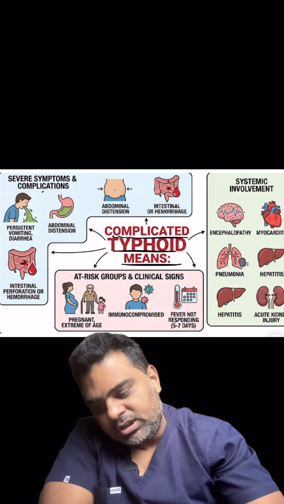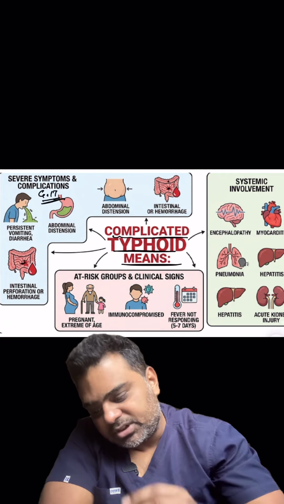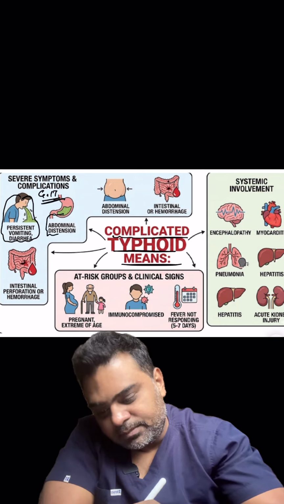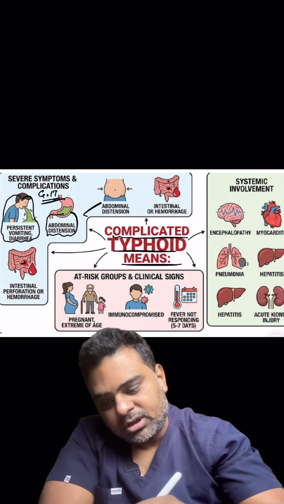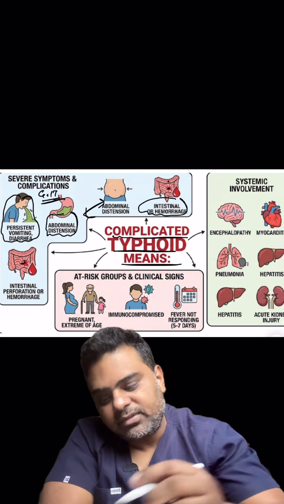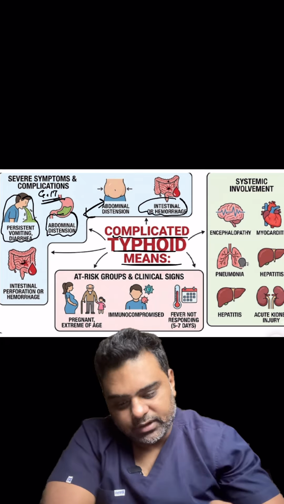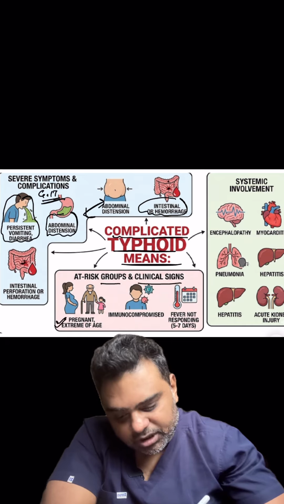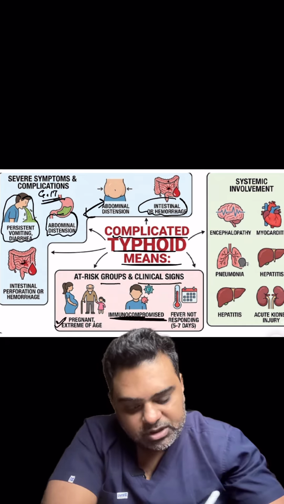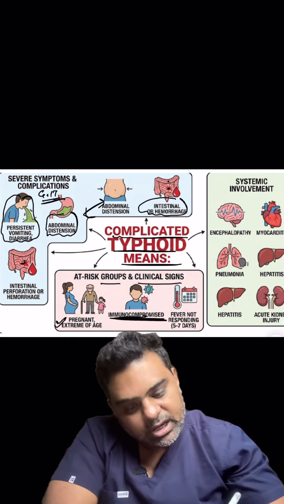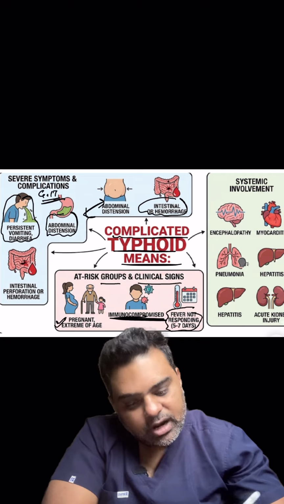If any of these GIT symptoms are present, like the patient has persistent vomiting or diarrhea, or if there is abdominal distension, or if there is intestinal hemorrhage, if any of them is present, we'll say that it is a complicated typhoid. And some patients we take as complicated ones, for example pregnant or extremes of age, immunocompromised patients like severe diabetes, or patients after renal transplant, and if the fever is not responding after 5 to 7 days of the treatment.